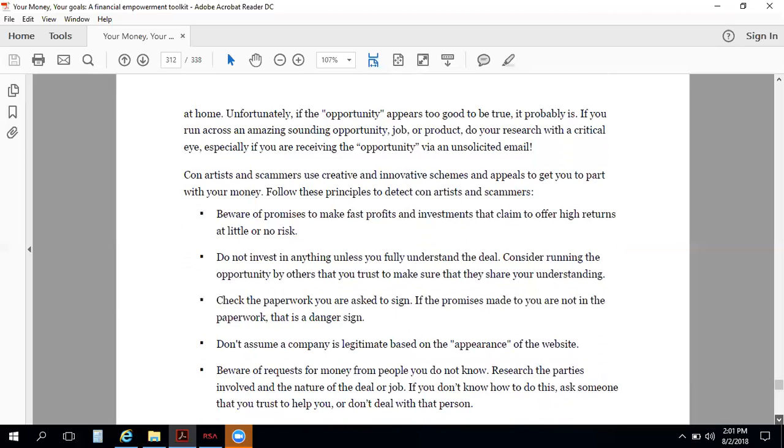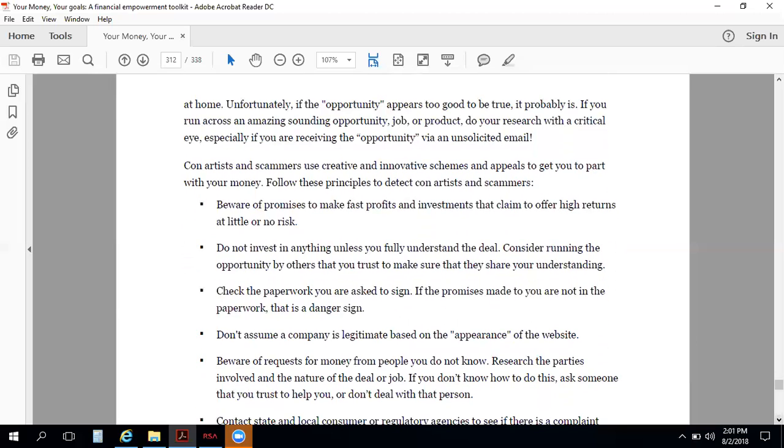But they give a client some tips here on questions to ask and things to look out for in terms of red flags if the company or the offer is not legit. It says con artists and scammers use creative and innovative schemes and appeals to get part of the money. Follow these principles to detect con artists and scammers. Beware of promises to make fast profits and investments that claim to offer high returns at little or no risk. So again, probably sounds too good to be true.